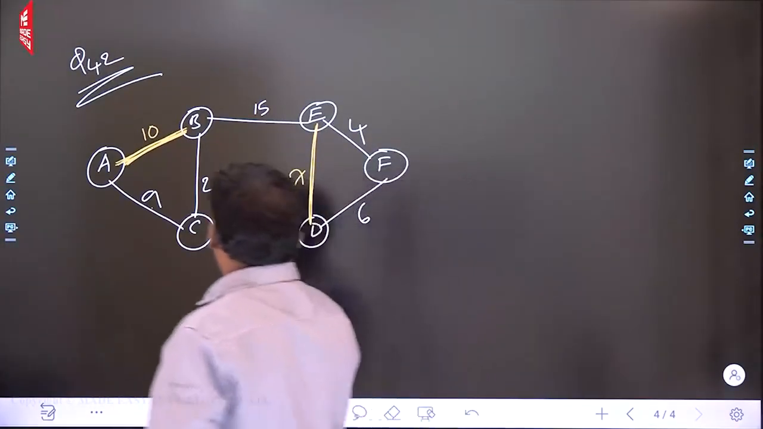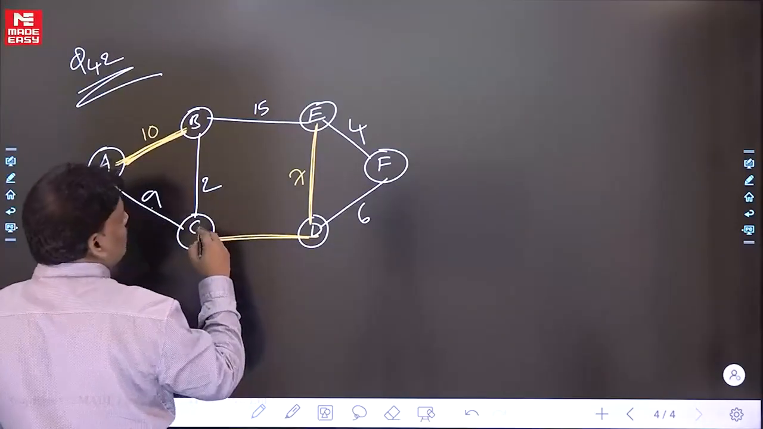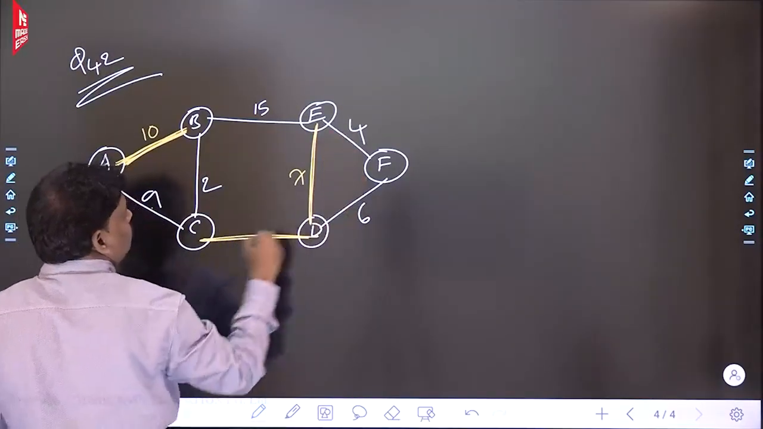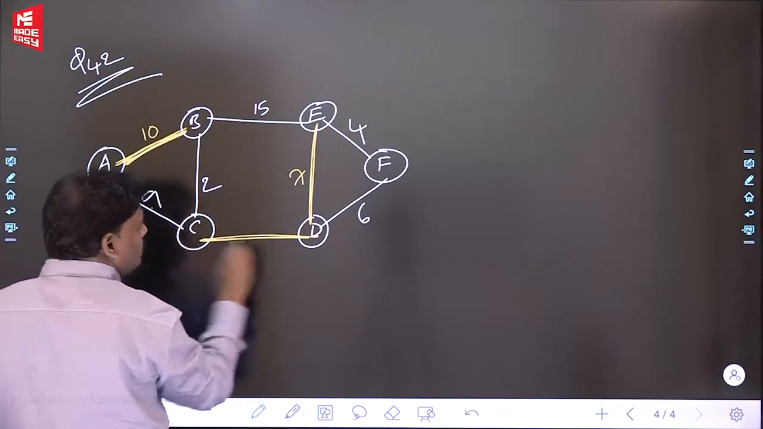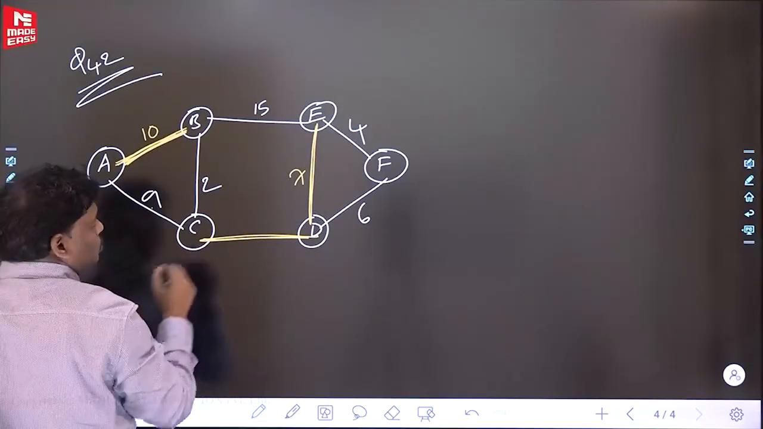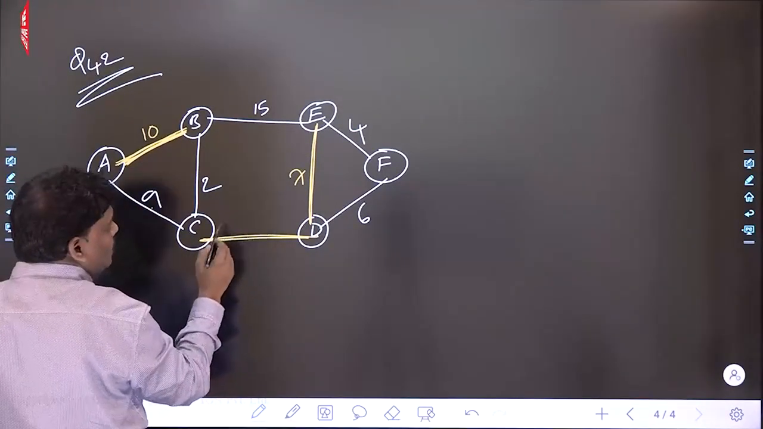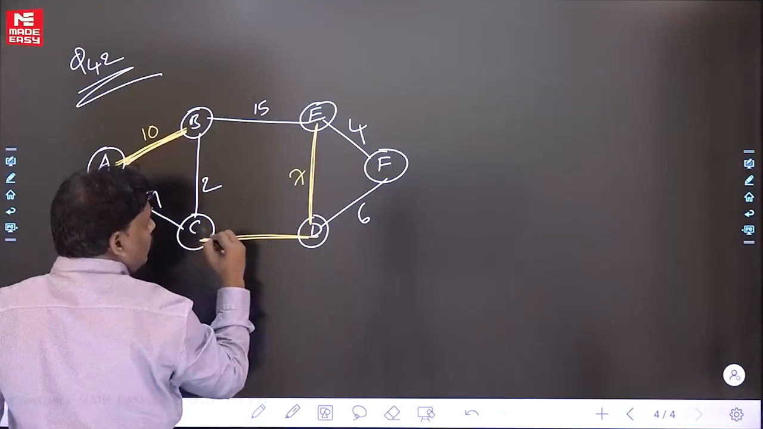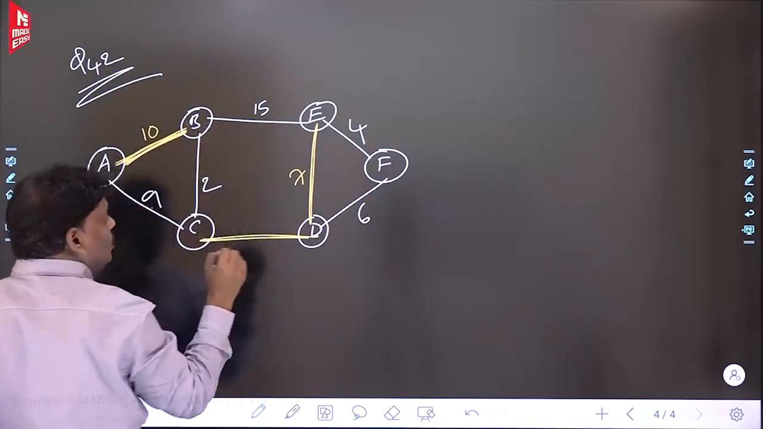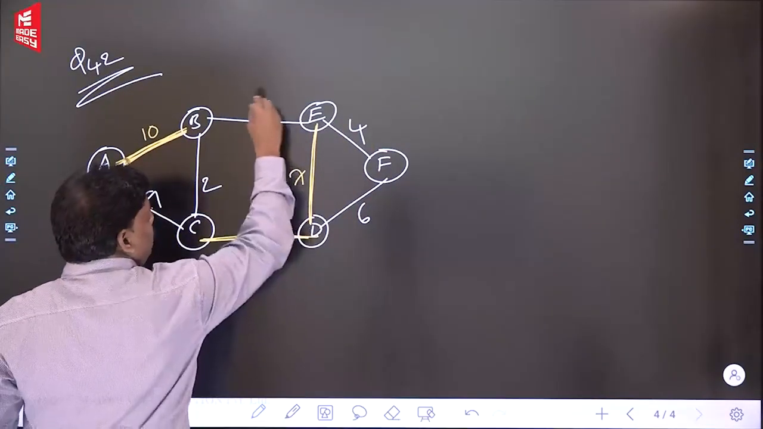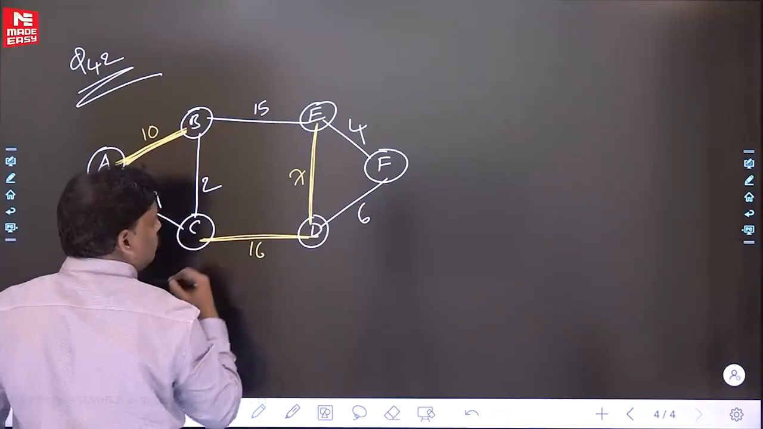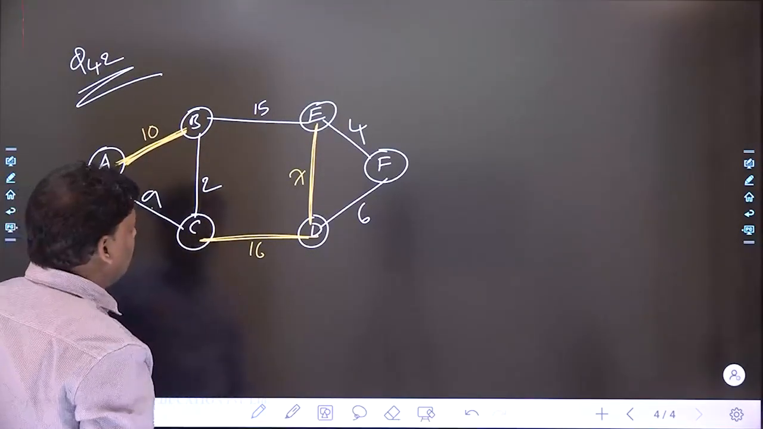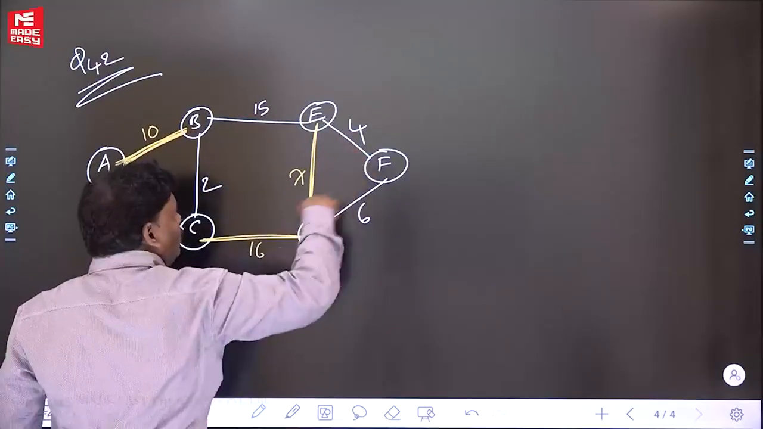Next one. Add this also. There, a cycle came. See this one, a cycle came. If you want, you can take this cycle also. I think 2 cycles are there. With these 2 cycles, one cycle is this, and one more cycle is this one. Anyhow, in this cycle, who is the larger one? 15. I think it will be 16. In this cycle, who is the larger one?